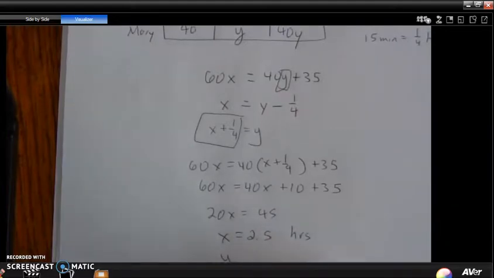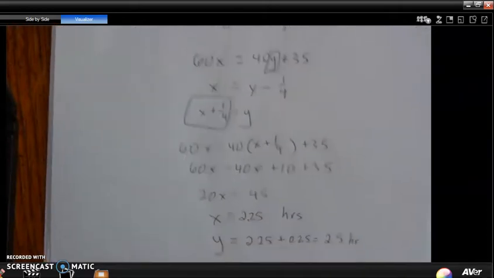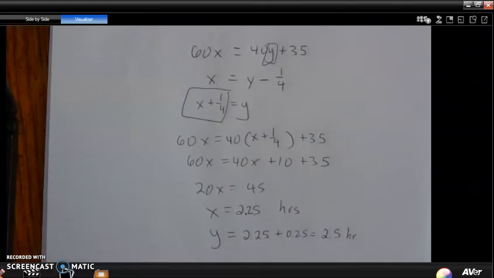And then we know this. We know Mary's time is going to be a 1/4 of an hour more. Checking my calculation, John's time is 2.5 hours, and then Mary's time is going to be 2.5 plus the 1/4, plus the 0.25. So that's 2.75 hours. So here are the two times that John and Mary both travel.